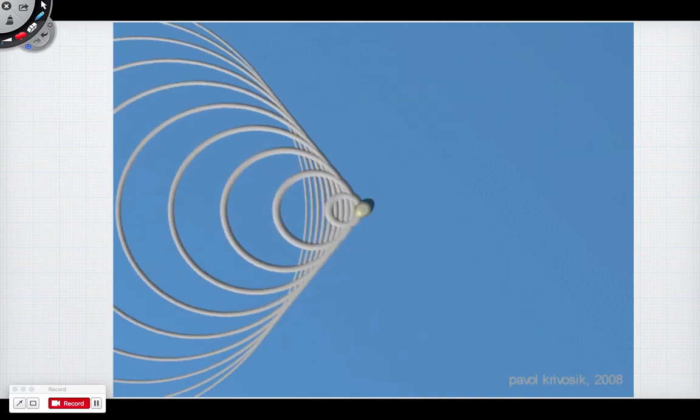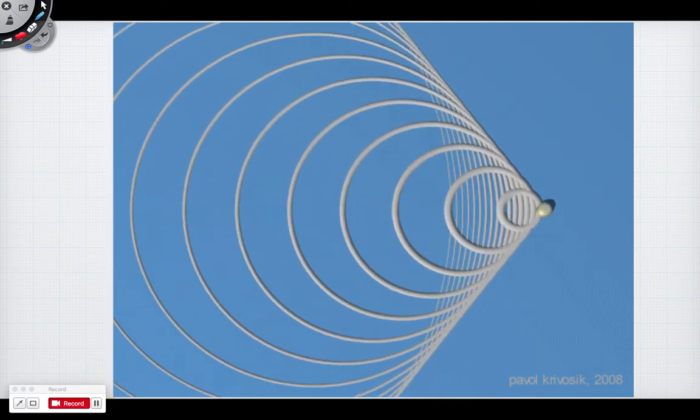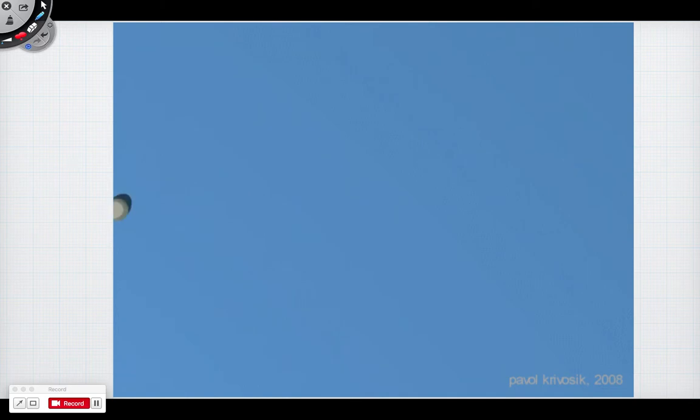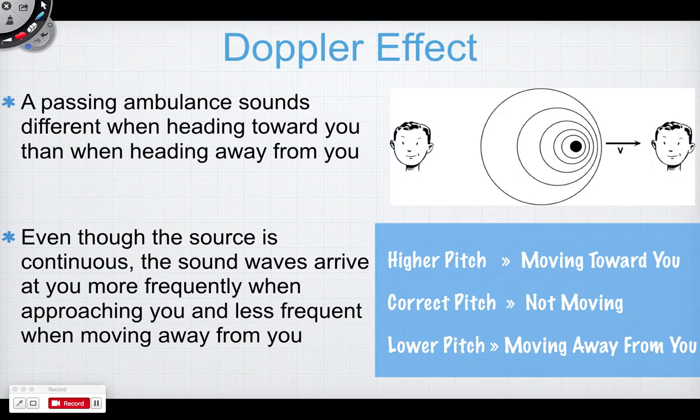That's what the Doppler effect really does. The idea is that I have a higher frequency if it's coming to me and a lower frequency if it's moving away, which makes that sound of a high pitch coming towards you and a low pitch moving away from you. So some of these things are necessary for the AP exam, some are not.